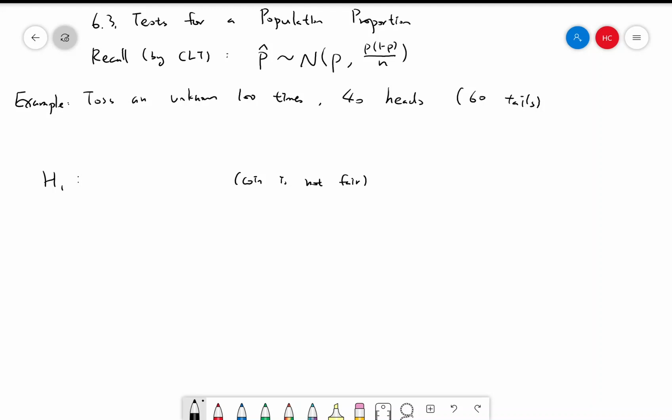which is the alternate hypothesis. So coin is not fair means the success rate is not equal to 0.5. And the opposite of alternate hypothesis is the null hypothesis, which says that the coin is fair.